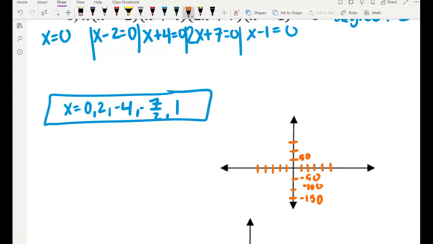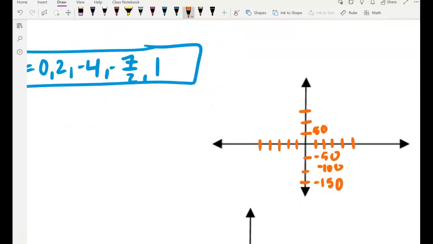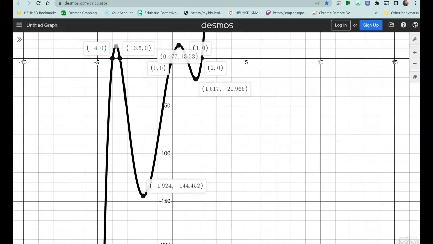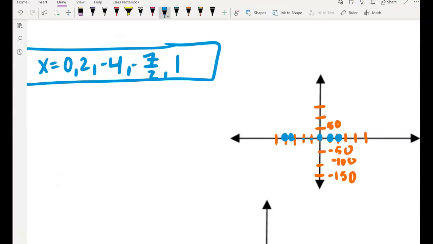Okay, so let's plot the zeros first. The 0, the 2, the negative 4, the positive 1, and then negative 3.5. They're super close to each other. So it started out on the bottom, and this maximum point on the top here is, let's see, negative 3.77 and about 13-ish. So 13-ish is super tiny.